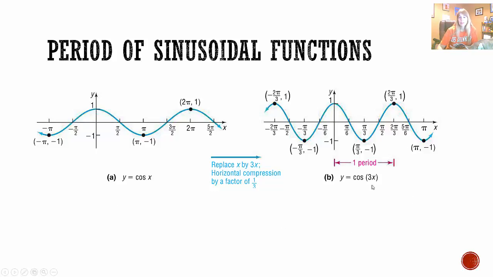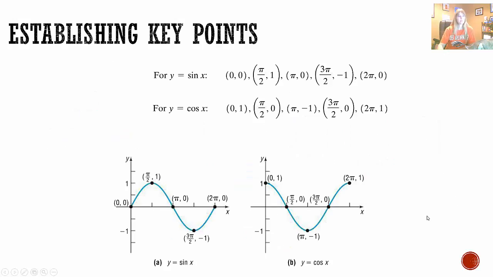So this value inside here gives you information on your period, and how you actually find it is by 2 pi divided by omega, where omega is this value inside your function, so this coefficient on your variable. As you can see, the period of this one would be 2 pi over 3. And I go up here and I see certainly by the time I go back to where I started, I'm at 2 pi over 3.